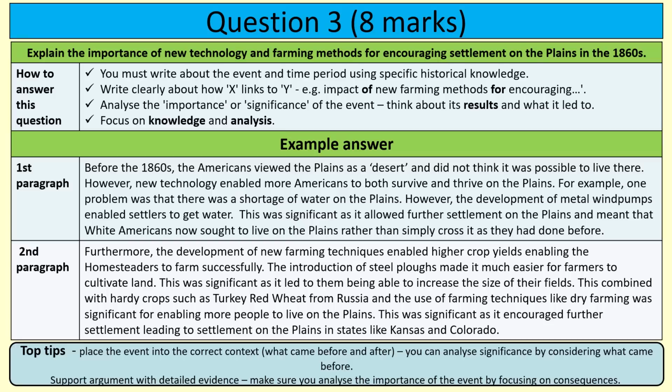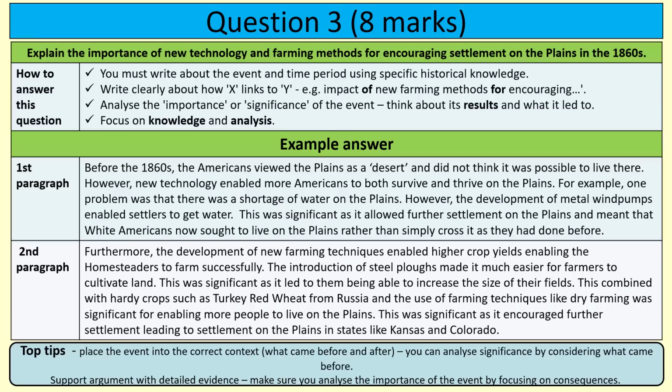Okay, second paragraph, we're going to look at the different farming techniques this time. Furthermore, the development of new farming techniques enabled higher crop yields, enabling the homesteaders to farm successfully. The introduction of steel plows made it much easier for farmers to cultivate land. This was significant as it led to them being able to increase the size of their fields.